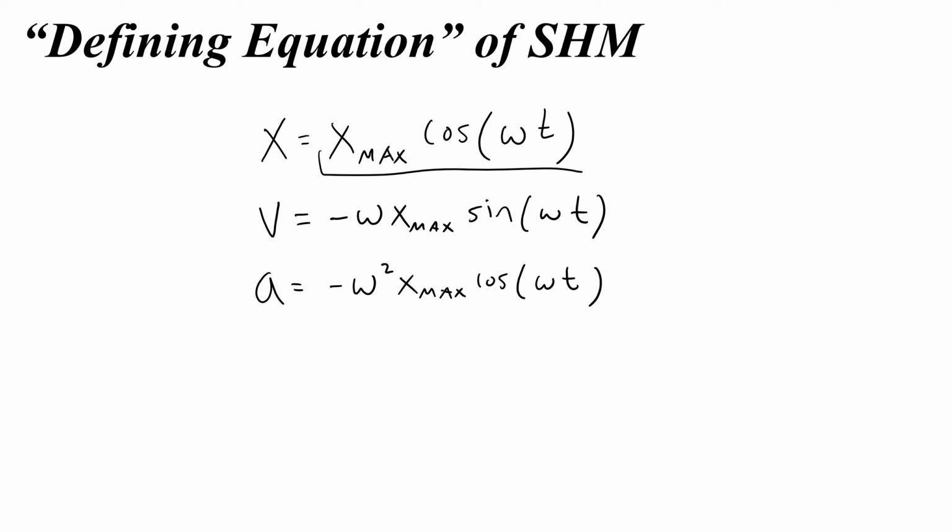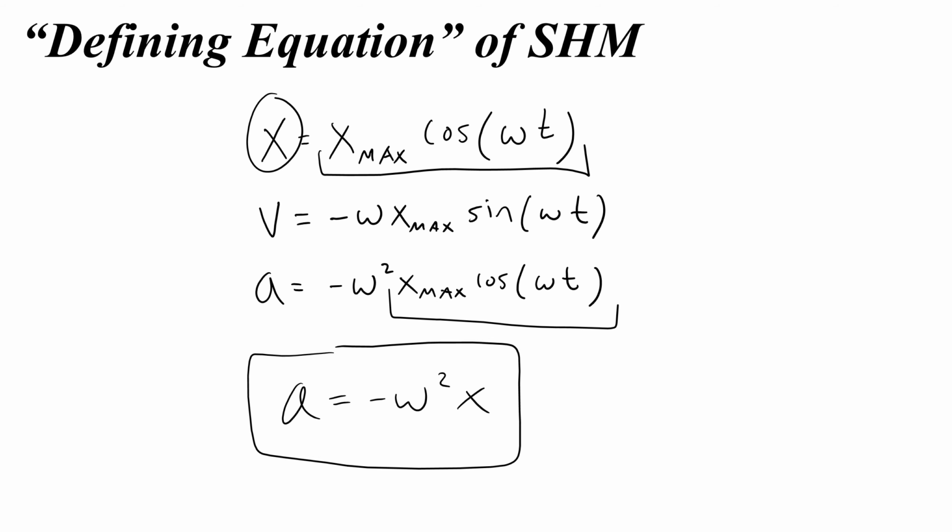What's special about this is that the x function is actually inside of the acceleration, and what we get is that the acceleration is equal to negative omega squared times x. This equation is the key to simple harmonic motion.